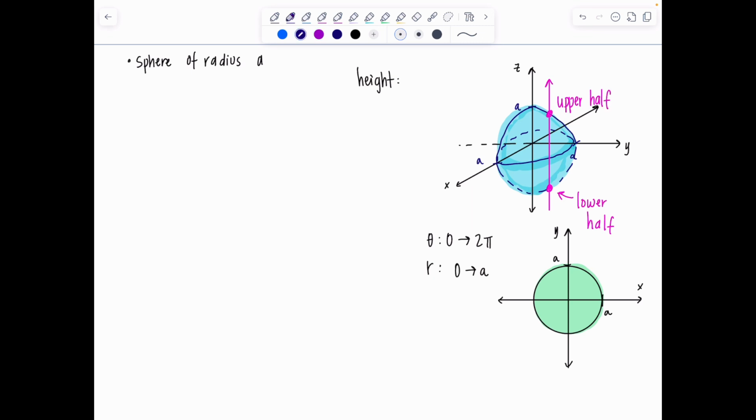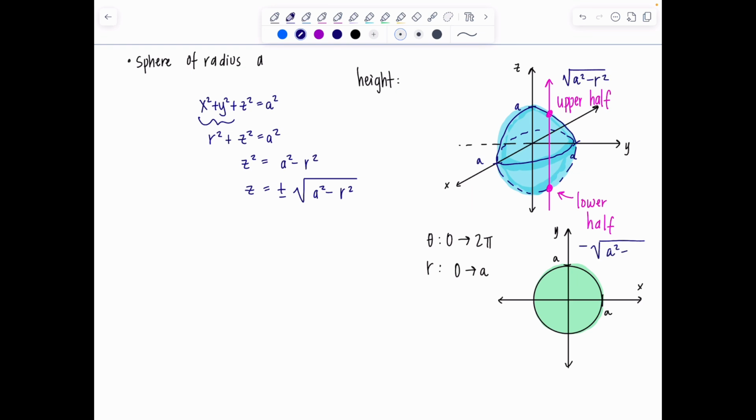Okay, so what's the equation of a sphere centered at the origin, radius A? Well, let's think. It would be x squared plus y squared plus z squared equals a squared. The height, I have to solve for z in terms of x and y, but let me just make them r squared already, right? So z squared is a squared minus r squared. Z is plus or minus square root of a squared minus r squared. The upper half of the sphere would be the positive radical, the square root of a squared minus r squared. The lower half is the negative radical, negative square root of a squared minus r squared. So there you go. We're ready.